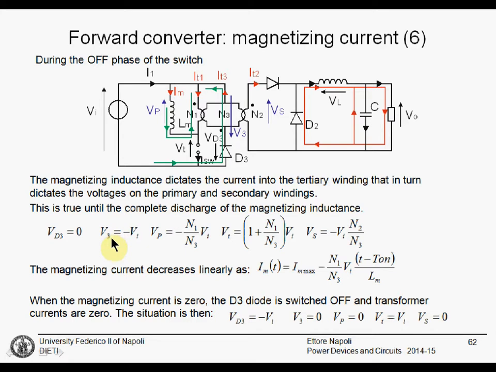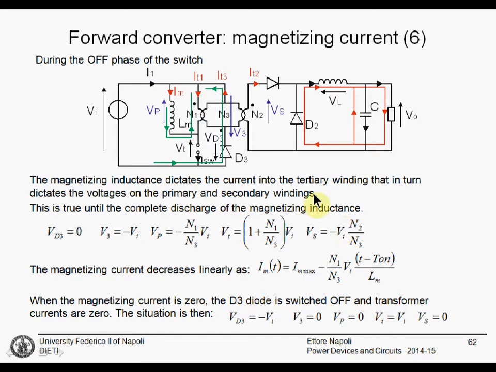Once we know V3, we can calculate Vp, the primary voltage, that is negative, minus N1 divided by N3 times Vi. Again, if N1 is equal to N3, this is more or less equal to minus Vi. The transistor voltage will be 1 plus N1 divided by N3 multiplied by Vi, and the secondary voltage will be negative. We expect that this is negative since this diode is off.